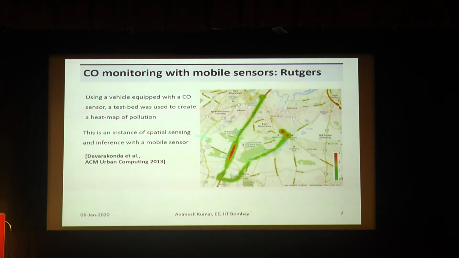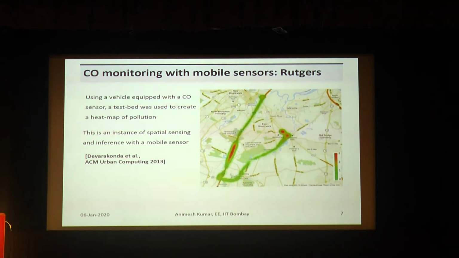And what they did was they used a vehicle which was equipped with both a CO monitoring station and a localization mechanism such as GPS, and then they moved the vehicle again and again on this turnpike, and thereby they come up with this heat map where red indicates that carbon monoxide is much higher in this region compared to, let's say, the other places.